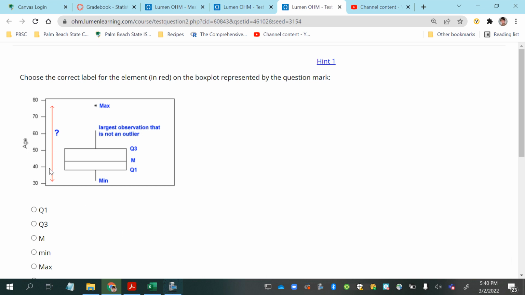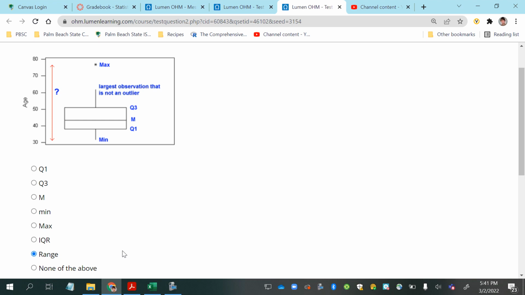In this question, we're asked to identify what this red line is pointing to, and it goes from the minimum to the maximum. So the difference or the distance between the max and the min is the range.